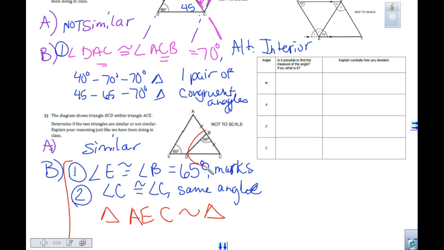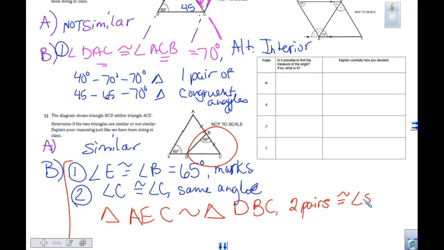So now we're looking at this smaller triangle. Where do we start with the angle that has no marking on it? D. So we're going to say angle D. And then we went to E, which had the mark of 65. So where do I want to go next in this picture? B. I want to go to B, and then I want to go to C. And then our reason is going to be because we have two pairs of congruent angles. We know they are similar.